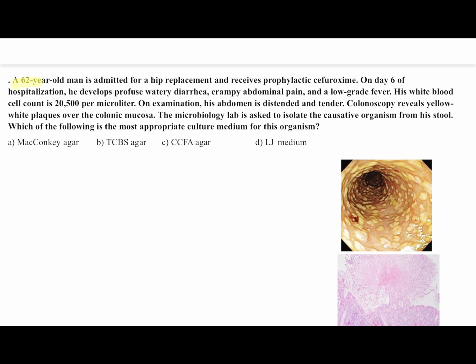Next is a 62-year-old man admitted for a hip replacement. He received prophylactic cefuroxime. On the 6th day of hospitalization, he has profuse watery diarrhea, crampy abdominal pain, low grade fever, and white cell count is 20,000. On examination, his abdomen is distended and tender. Colonoscopy shows yellowish white plaques on the colonic mucosa. You have done microbiology and isolated the causative organism from his stool. Which of the following is the appropriate culture medium?